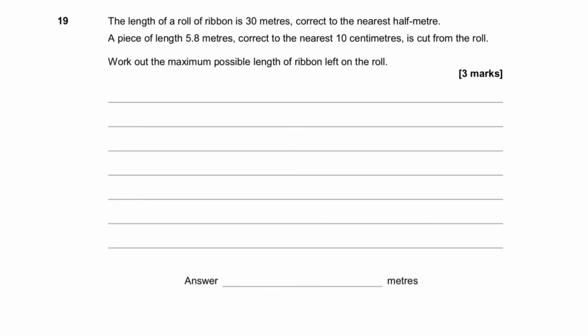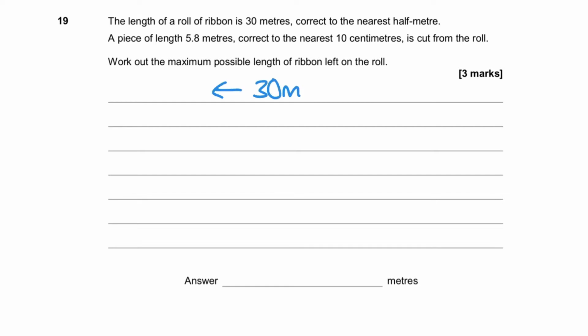So this first question says, the length of a roll of ribbon is 30 metres, correct to the nearest half metre. A piece of length 5.8 metres, correct to the nearest 10 centimetres, is cut from the roll. Work out the maximum possible length of ribbon left on the roll. So let's start with the roll of ribbon and work out the smallest and the largest numbers that could be rounded to 30 metres. So we'll have 30 metres in the middle.